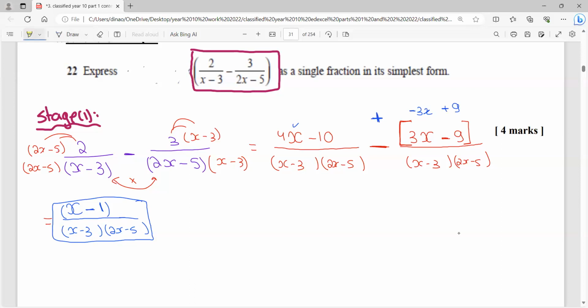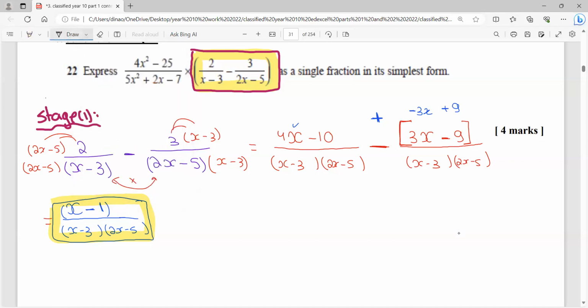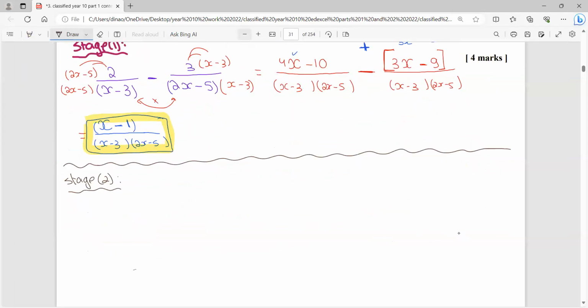So this is stage number 1, and let me use a highlighter: the answer of this part over here is this. This is the first stage of your question. Now I will move on to the part which I ignored, this part over here, and I have to work on it. This fraction over here. And I'm actually going to consider this as stage 2. Stage number 2. You can combine the steps together, I'm just explaining in detail.